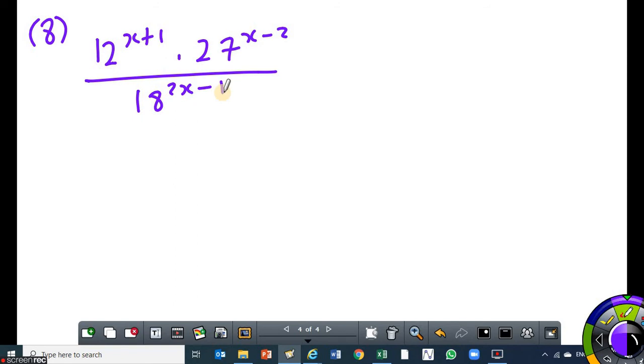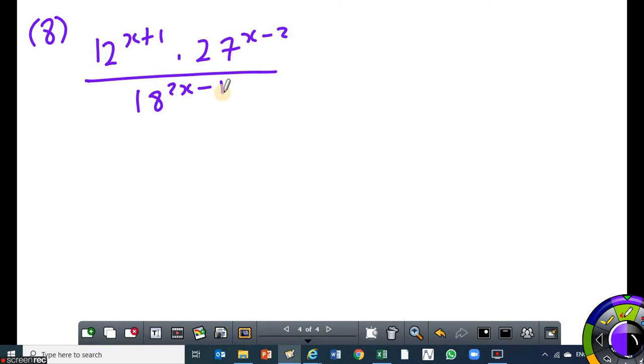You convert all the bases to prime bases. Now in maths, the most common prime bases are 2, 3, and 5. Sometimes you encounter 7, but 2, 3, and 5 are the most common. So, I need to convert all the bases here either to a 2 or a 3, and if possible a 5. But here we don't have a base which is a multiple of 5. So I can't use 5 as a base. It's only 2 and 3.